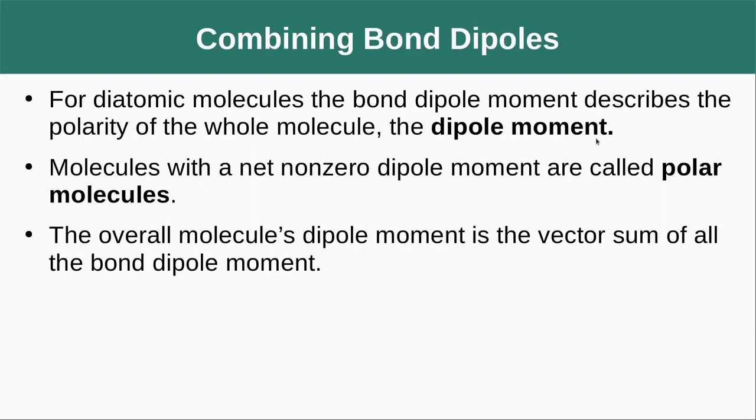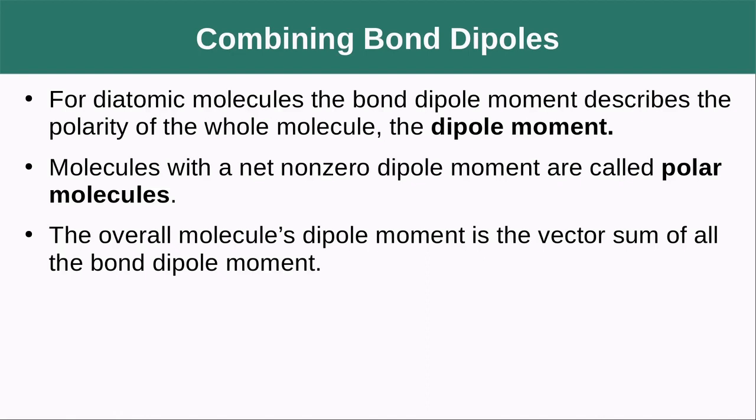So for diatomic molecules like we just saw, it's pretty easy. We only have one bond, and the polarity of the whole molecule is described by that single dipole moment. Molecules with a net non-zero dipole moment are called polar molecules. We're going to see that we can combine those bond dipole moments together to get a molecular dipole moment. When that molecular dipole moment is not zero, we get a polar molecule.